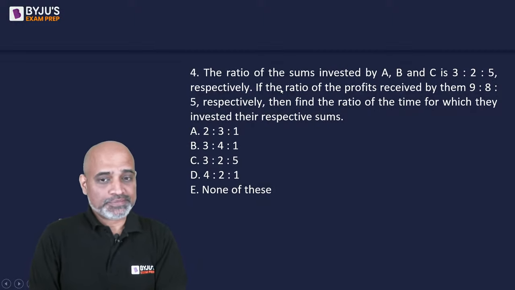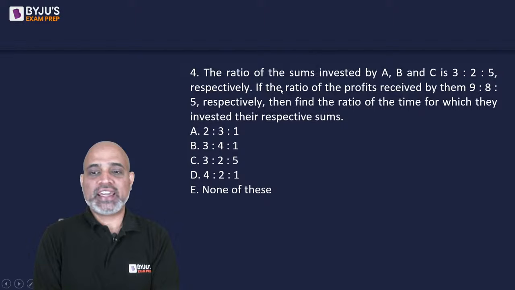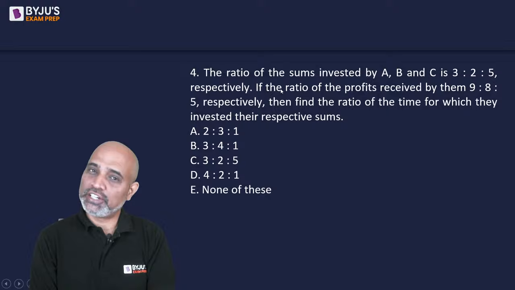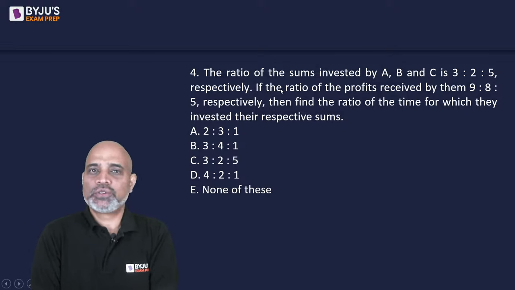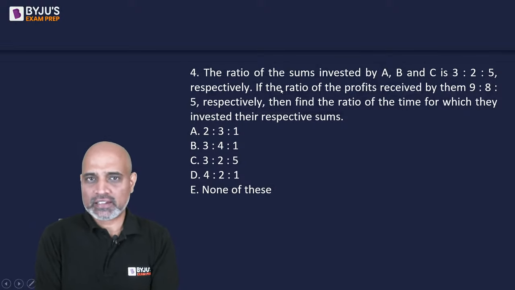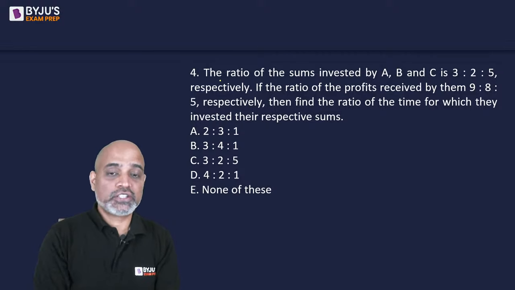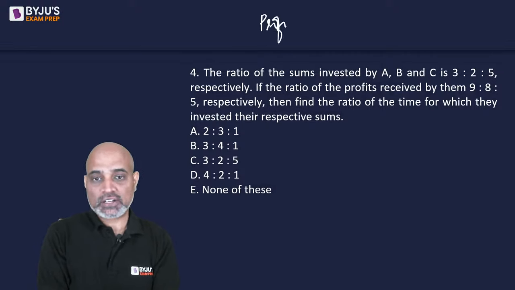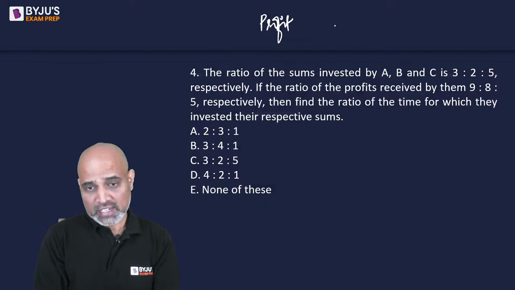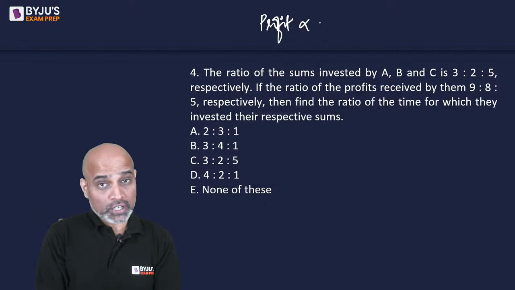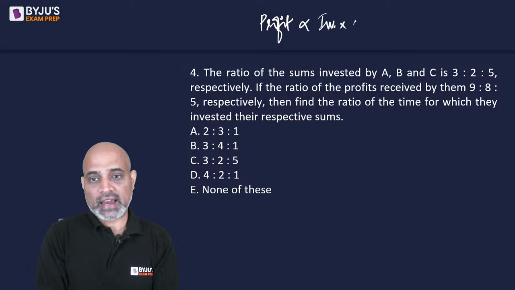Another word problem. The ratio of the sums invested by A, B and C is 3, 2 and 5. As in A, B and C, they invested 3 rupees, 2 rupees, 5 rupees, or let's say 300, 200, 500. It could be anything, right? 3x, 2x, 5x. And if the ratio of the profits received by them is 9, 8 and 5, then the ratio of the time for which they invested the respective sums would be. So this is using the logic that profit sharing is calculated as the product of the investment made and the duration.